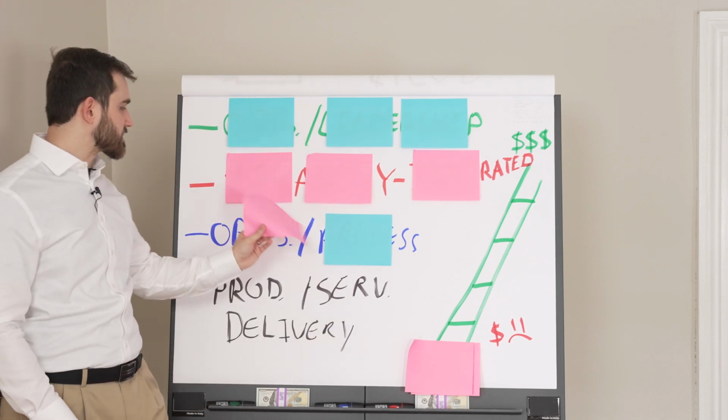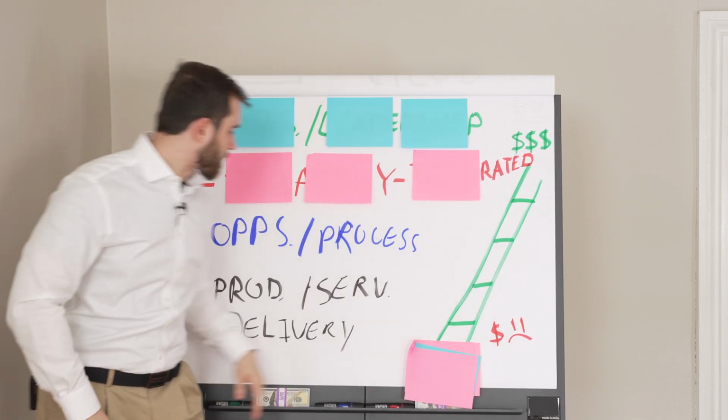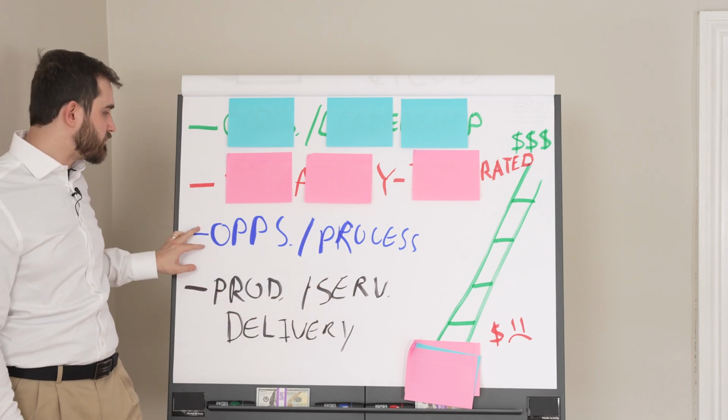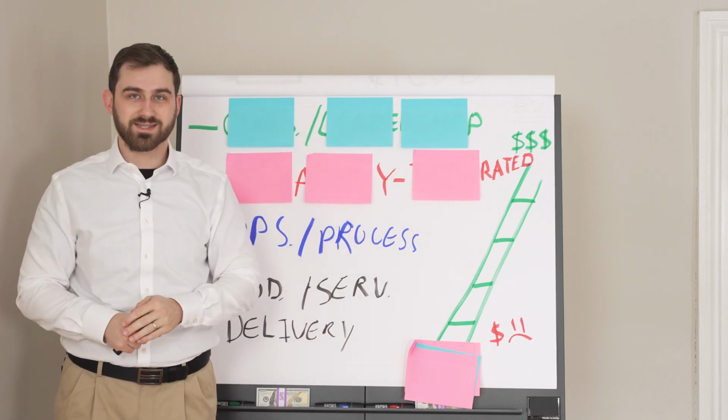So that brings us to the next level, which is working on operations and process. So that would be taking the strategy of all the people who are delivering the product or service and being in control of how they do their process as well as how people operate together.